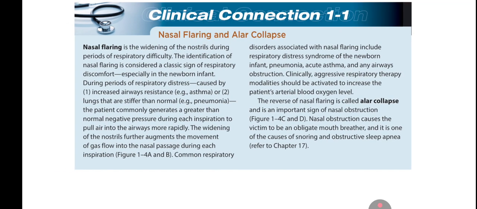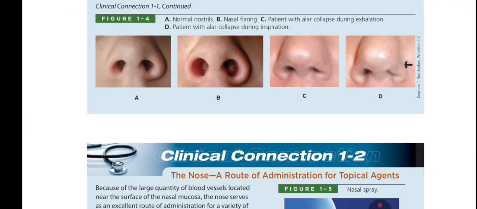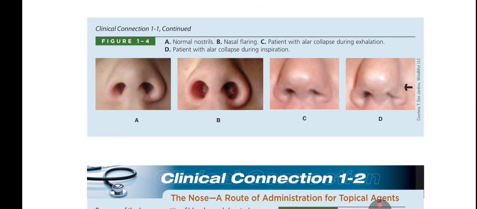See? This is an important sign of nasal obstruction. Then, what's next? Again, our problems here are the nasal flaring and alar collapse. Remember that A is our normal. The C is kind of a problem too because it's an alar collapse.